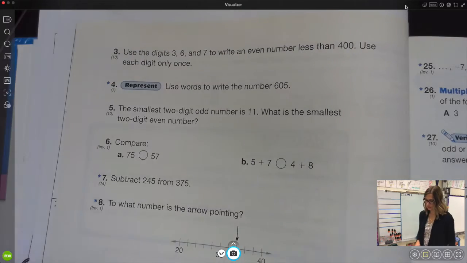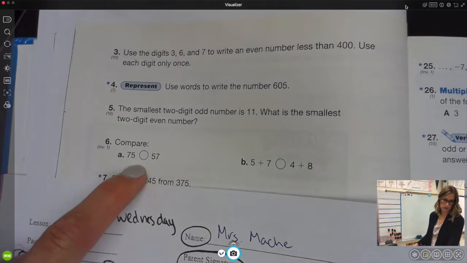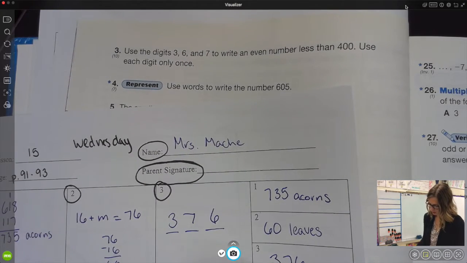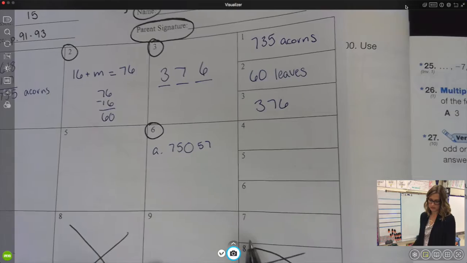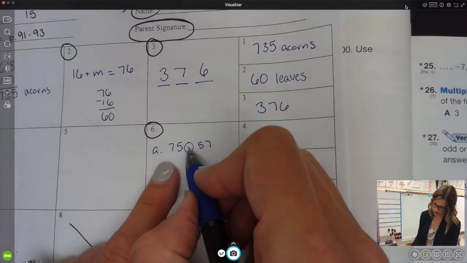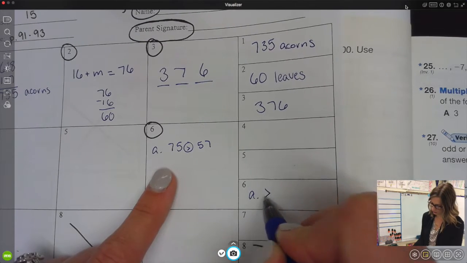Number 6, compare 57 and 75. So 75 or 57. Well, this one's got a 7 in the tens place. This one's only got a 5 in the tens place. So we know 75 has to be bigger. So A, greater than.